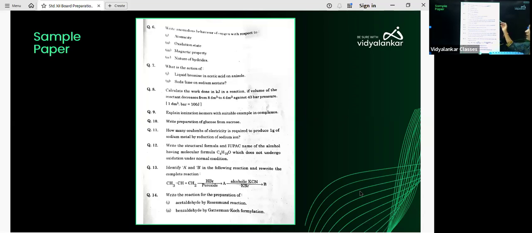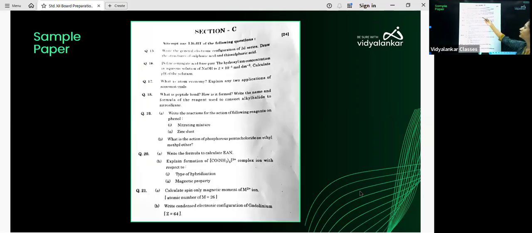Fine. Mostly in organic chemistry, the questions are asked as what is the action of, or write the preparation reaction for. Now see, these are the name reactions. This is the Rosenmund reduction reaction. This is the Gattermann-Koch formylation reaction. Okay. So this is electrophilic substitution. Anisole reaction is given.